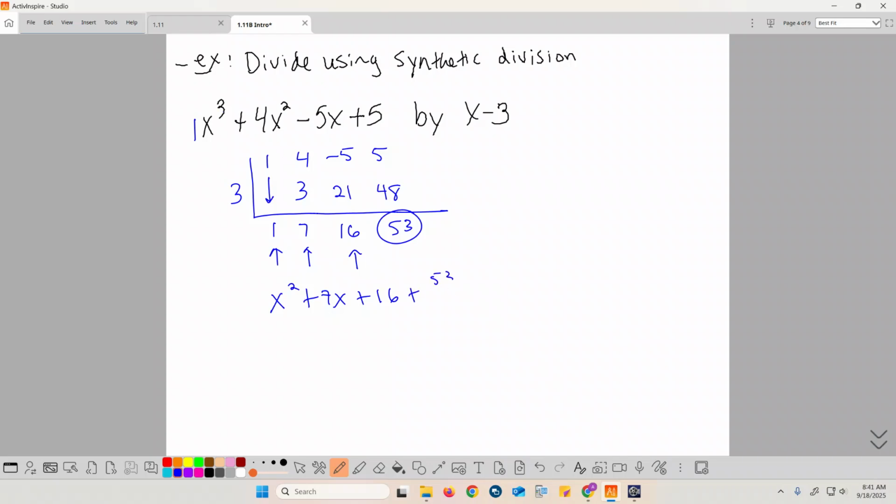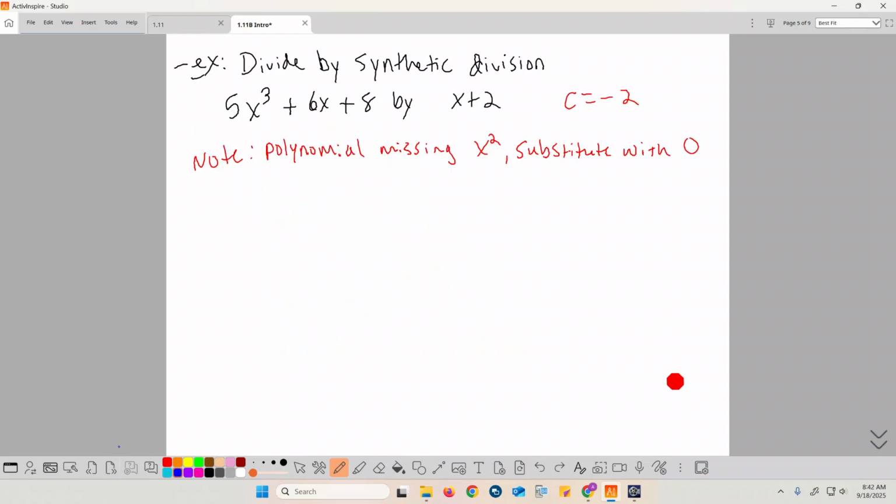All right, let me just write out my remainder over my divisor there. Oops, that's x minus 3. Here we go. Okay, so that's going to be that final answer. And again, we went from x cubed to x squared. All right. Okay, let's take a look at another example. And what that's going to do here is show us a scenario where we are missing that x squared term.